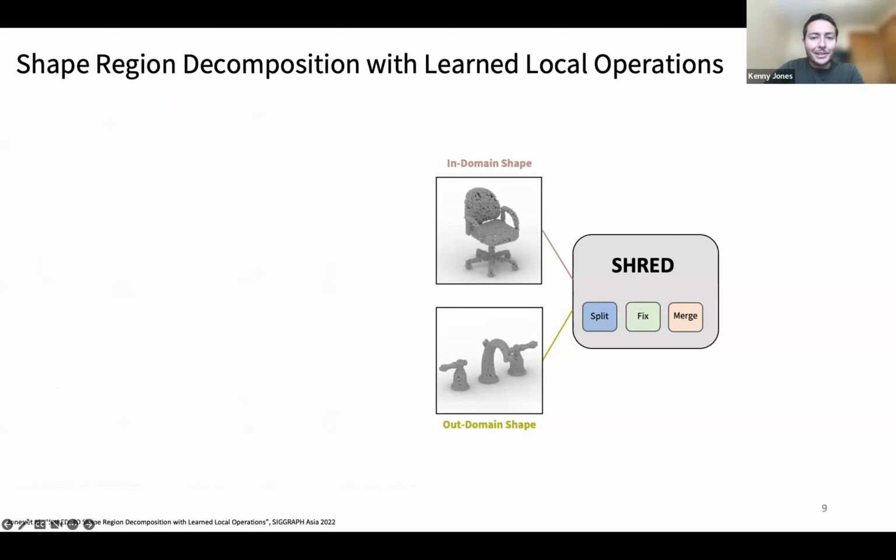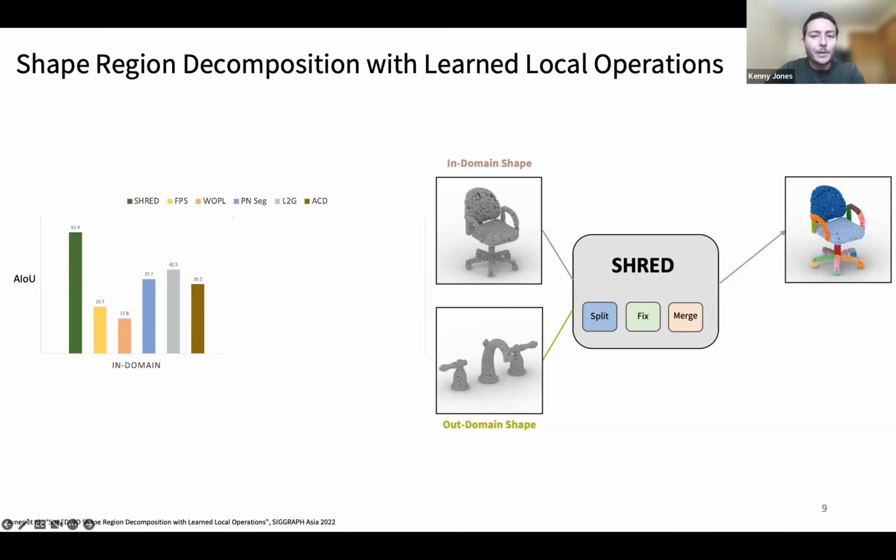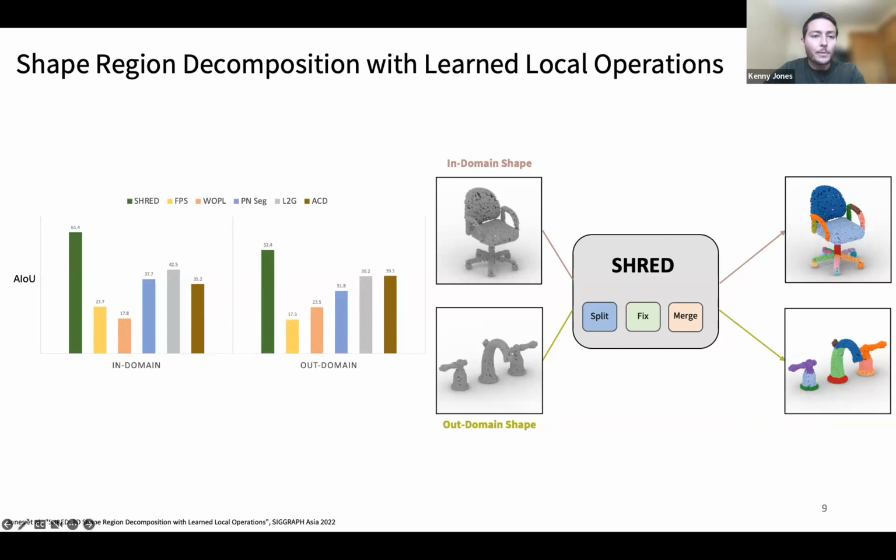And so we find that SHRED's locally learned operators, when they're trained on these data-abundant in-domain categories of shapes, learn to produce region decompositions that well match fine-grained part instance segmentations, outperforming alternative approaches with respect to AIOU on test set shapes from in-domain categories. But perhaps more interestingly, we also find that SHRED's policies, because of this local bias, generalize out of the box much better to shapes from out-domain categories over comparison methods in this zero-shot transfer learning type paradigm.